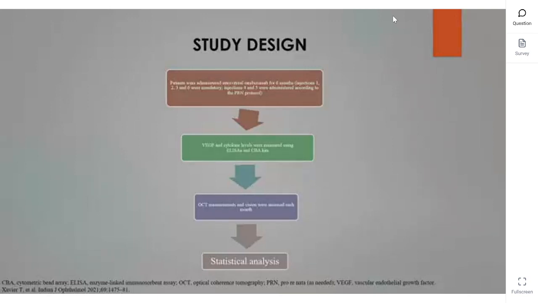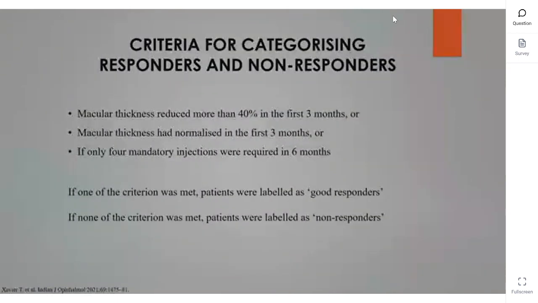We had looked at VEGF and cytokine levels using ELISA and the cytokine bead analysis using flow cytometry each time when the patient was injected. And when the patient was not injected, we could not get an aqueous sample. And OCT and visual acuity, best corrected visual acuity were assessed, and then statistical methodologies were used.